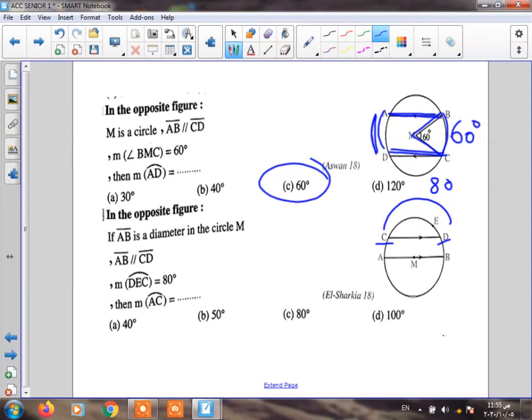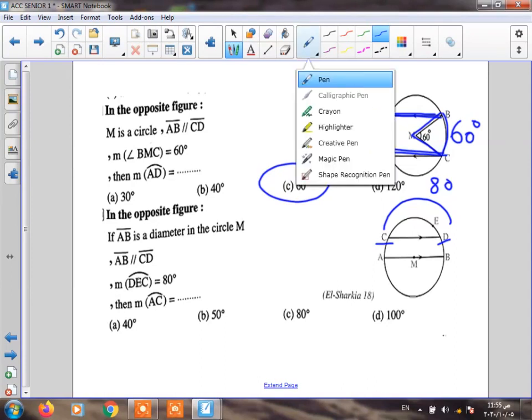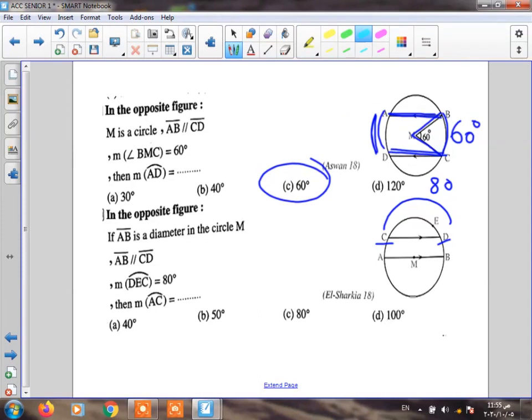Okay. Let's remember the important thing. Here AB is a line passing through the center, that means it's a diameter. That means BA, this part, is a semicircle. The semicircle measures half the measure of the circle. The measure of the circle equals 360, that means the measure of the semicircle equals 180. This part only equals 80 degrees.